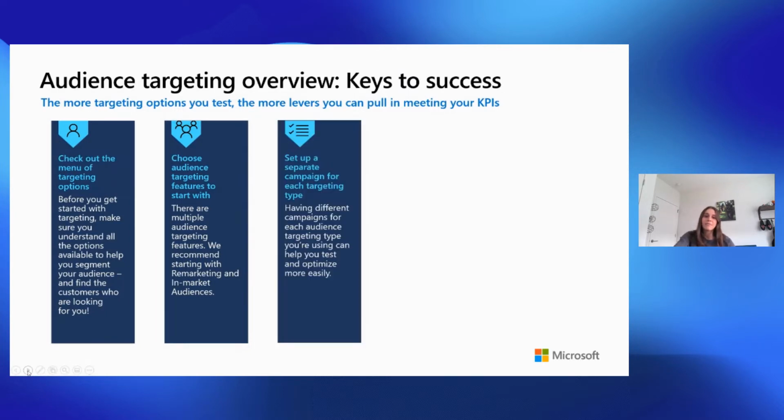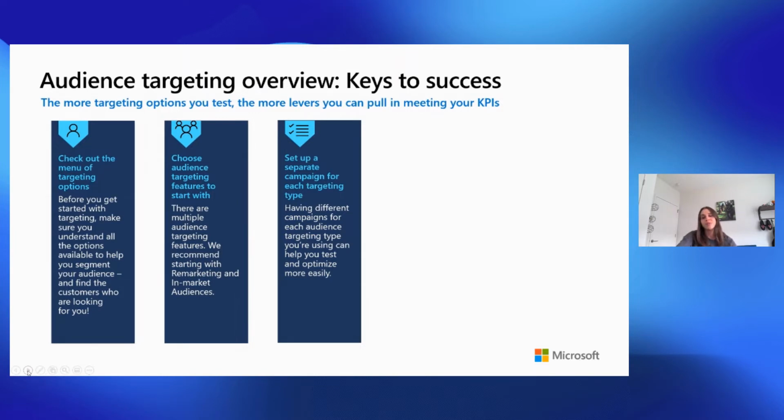And next, separate campaigns for each targeting type. I often see a single campaign with multiple targeting tactics. And while it's great that the advertiser is very eager to use all the features, it's not the best in terms of reporting. So separating campaigns for each targeting type really allows for more streamlined data across the board, making it much, much easier to optimize.